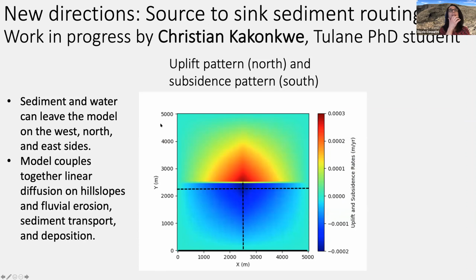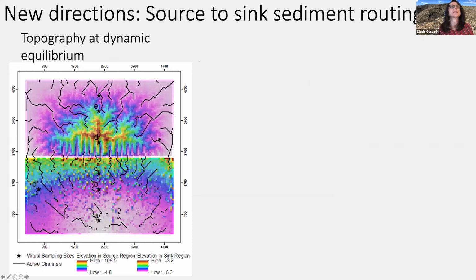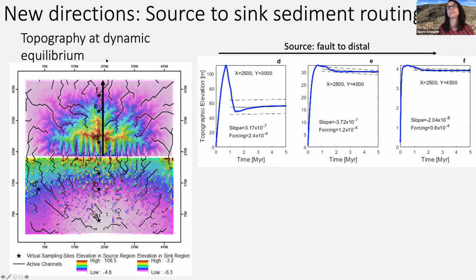Okay, I'm just going to quickly go over some new directions, and this is from my graduate student, Christian Kakonkwe, and what he's doing is using Landlab to explore source-to-sink sediment routing. What he's modeling here is a fault system. Here you have uplift, and here you have subsidence, and sediment and water can leave three sides of this system. Okay, and we're going to erode it. There's going to be hill slope diffusion, and then there's going to be erosion, sediment transport, and deposition happening across this landscape. So what Christian finds is that when you have this linked source-to-sink system, you can evolve topography to reach a dynamic equilibrium.